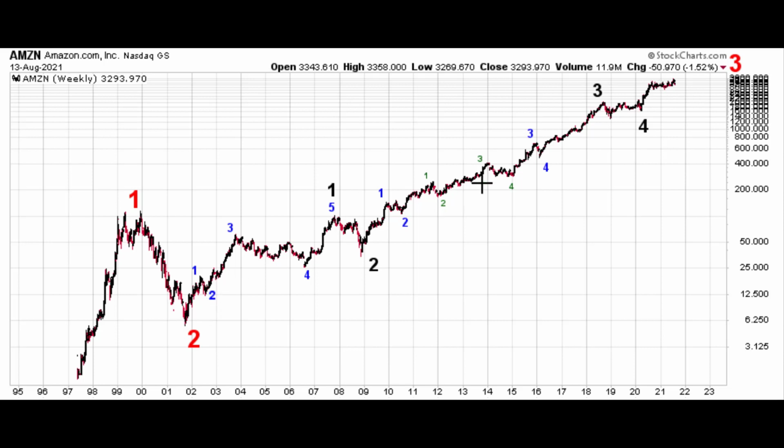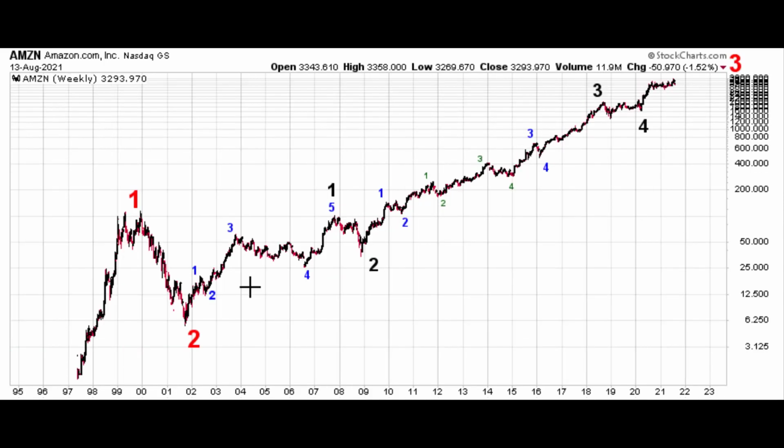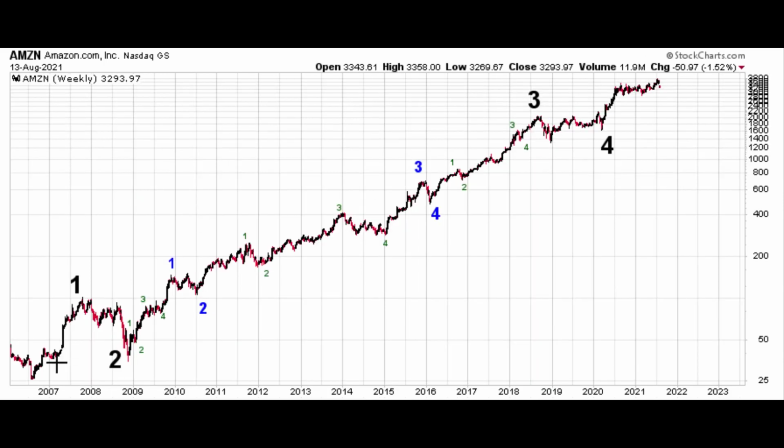Let's go ahead and just zoom in on this 5-wave advance off of the 2001 low. Yep, we're taking a look at that advance. I think we pull up a little bit short here, but this shows you the details of that 5-wave move and why we've labeled it as we have.